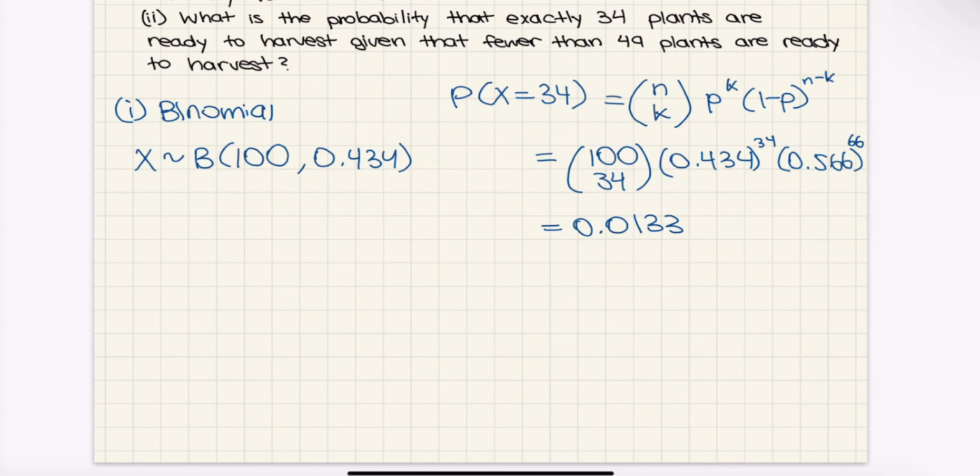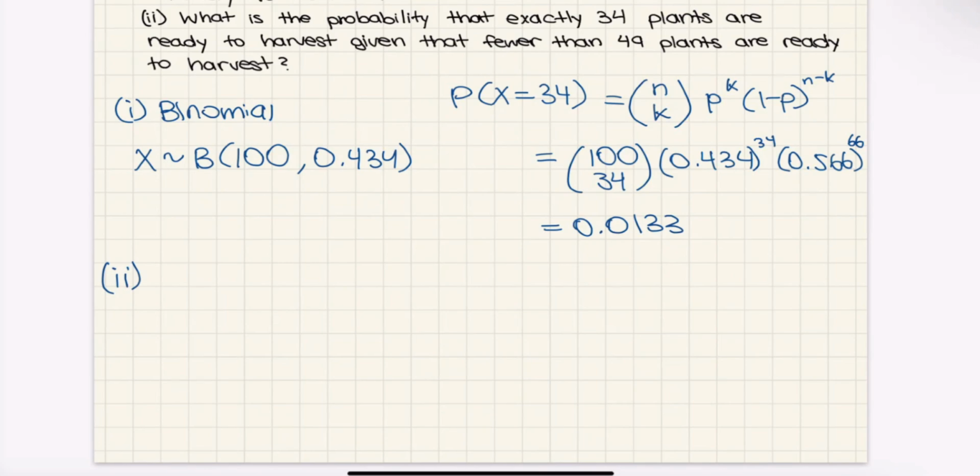All right, then in part 2, we need to use our conditional probability. What is the probability that exactly 34 plants are ready to be harvested, given that fewer than 49 are ready to harvest? So this should make the probability go up a little bit, because now we're not considering all the possibilities. We're only considering the possibilities where there are definitely fewer than 49 plants ready to harvest. So we need to use conditional probability.